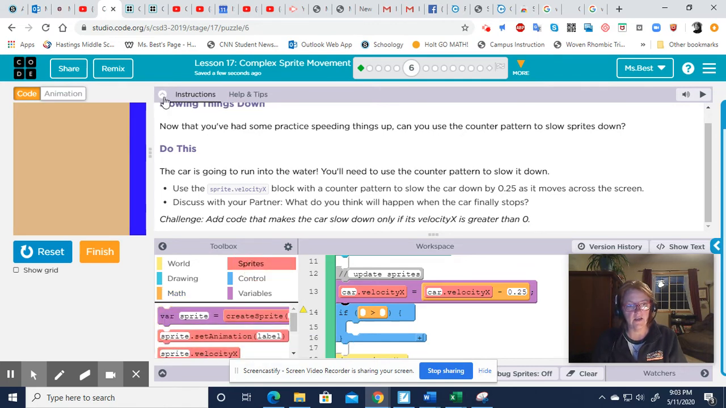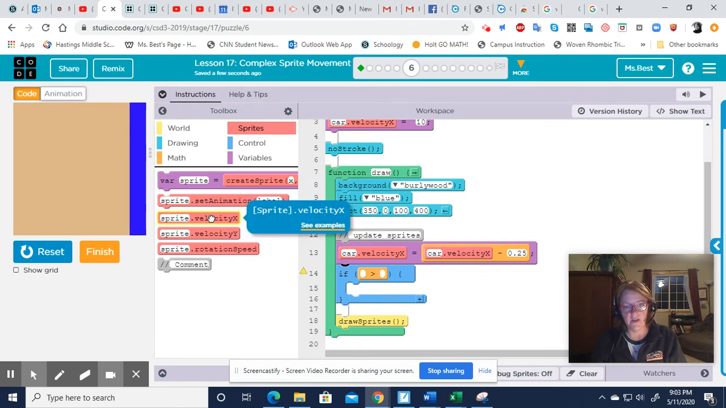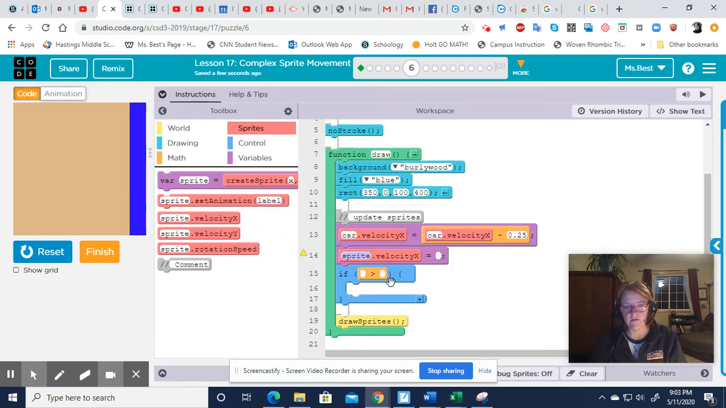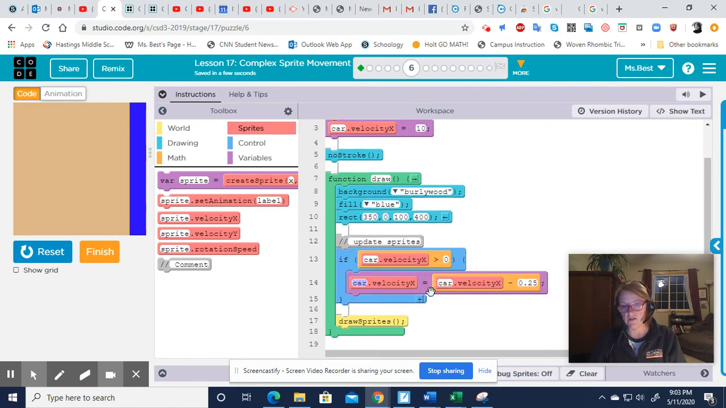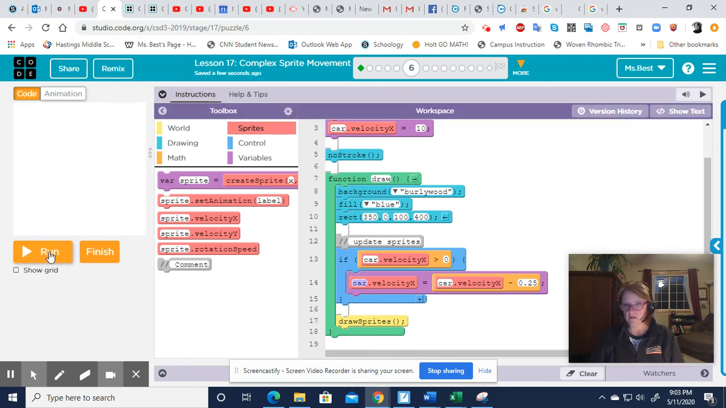Velocity, I'm going to get these directions out of the way now. Velocity x for the car. See, it's touchy. I even have a mouse and it's still a pain. All right, so if the velocity is greater than 0, we want it to do this. So I'm just dragging what I had already programmed in there inside the if loop. Now let's see what happens.